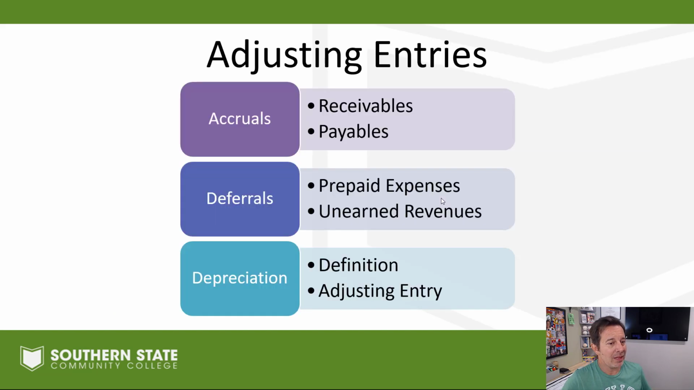So that is our video. We've done accruals. We've done deferrals. We have one more topic to cover in adjusting entries. We're going to talk about depreciating assets and what kind of entry we need to make for that. So one more video as we plow along on our topic of adjusting entries. Hope to see you back here for that.